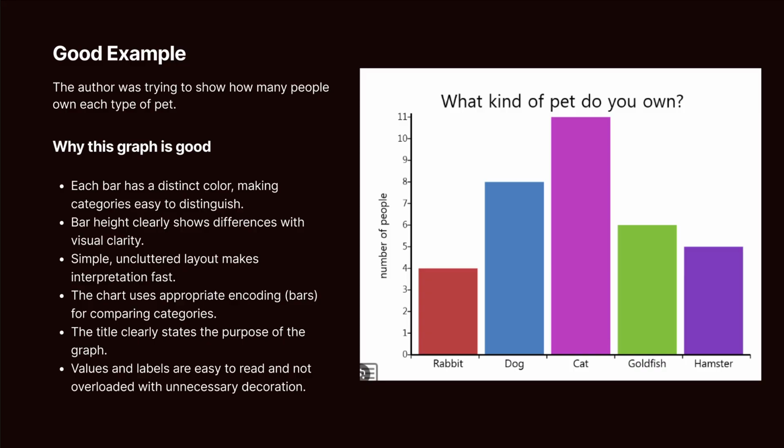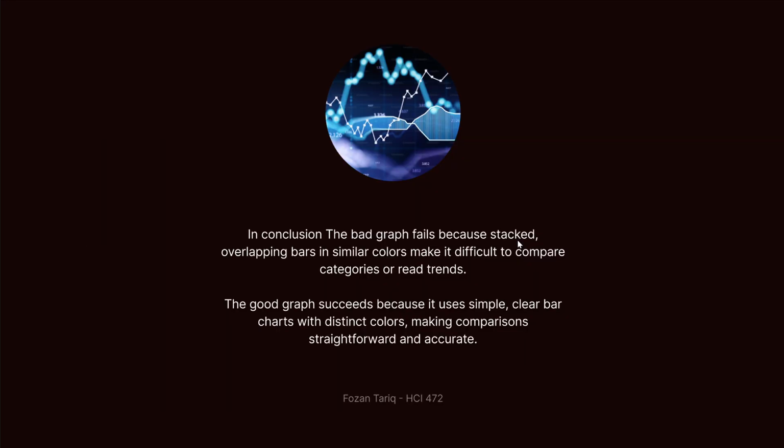The relationship from Fuse taxonomy here is categorical comparison, where we're comparing counts between different pet types. The reason why this graph is good is each bar has a distinct color, making the categories easy to distinguish from each other. The bar height clearly shows differences. The layout is simple and uncluttered. The interpretation is pretty fast, just looking at the graph. The chart uses appropriate encoding, bars. The title also clearly states the purpose of the graph as compared to the previous, where it wasn't clear that the graph was even talking about taxis, really. And then the values and labels are also easy to read and not overloaded with unnecessary information.